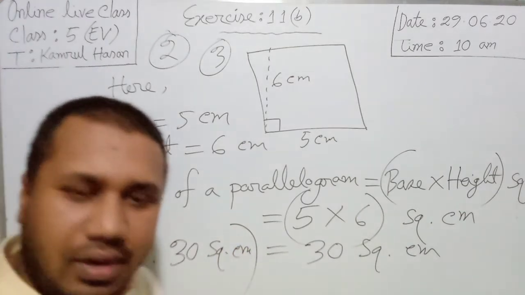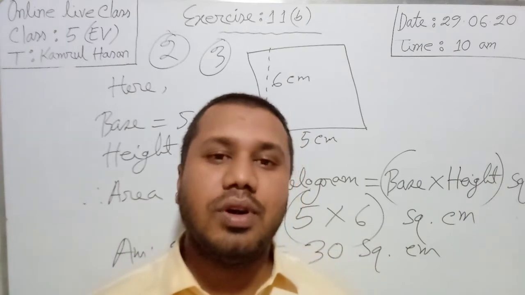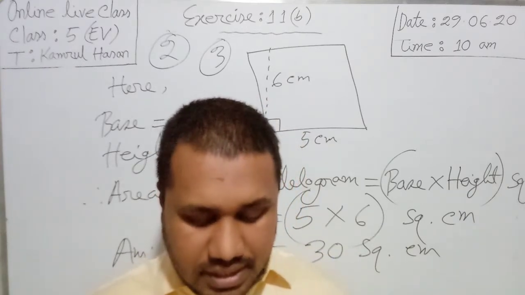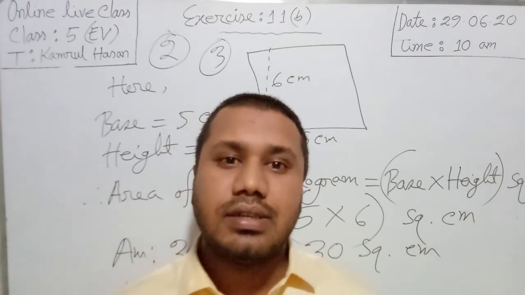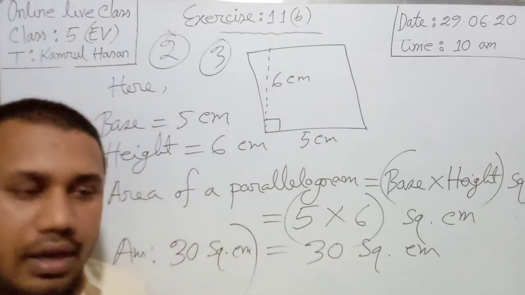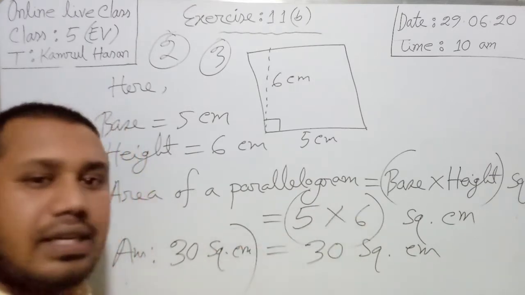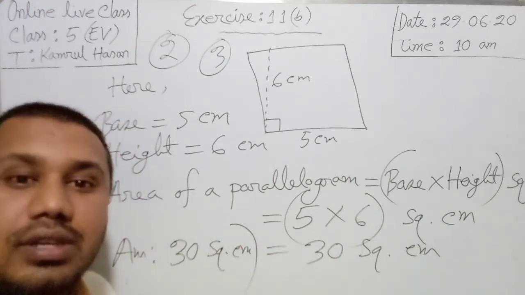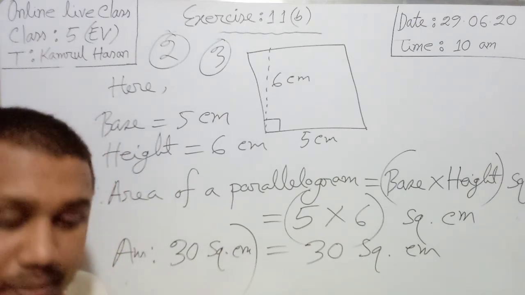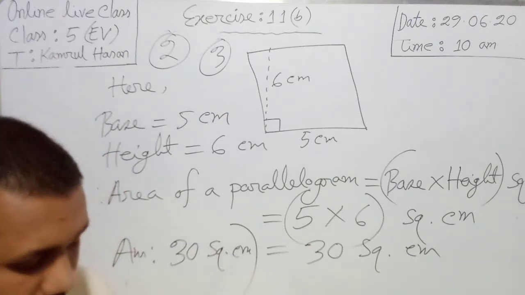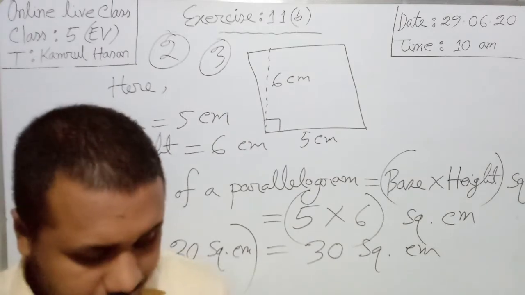Clear? Very simple. Now look, problem number 4. This is another shape of parallelogram. Here base is 2 meter. Here the unit is different, meter, and height is 10 meter. So again, by using this formula, base into height, input the 2 and 10, then it will be 20 square meter. Clear? So you will be able to solve problem number 4. Okay.